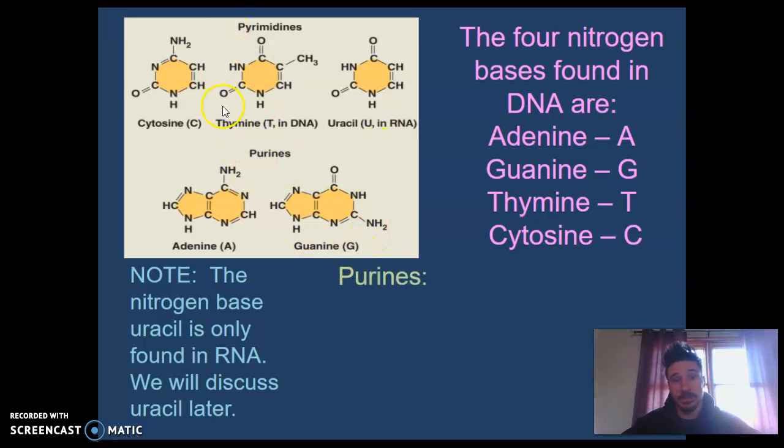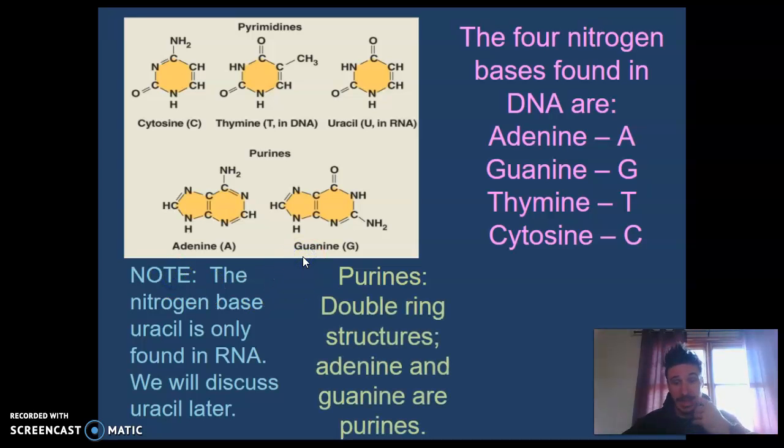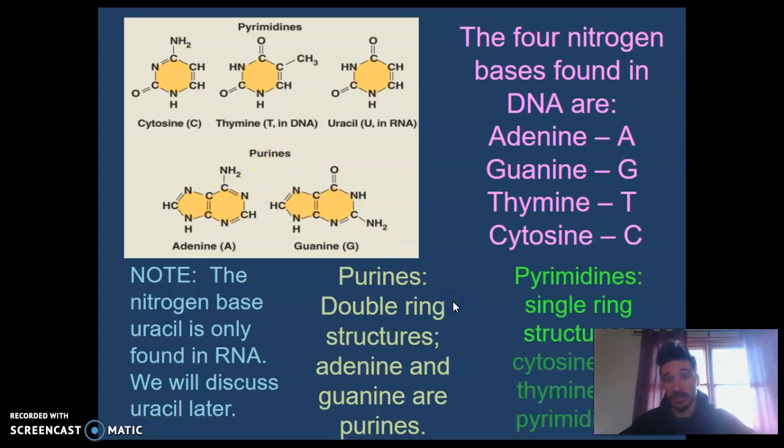So you can separate them into 2 categories as they're separated here. You have the purines and the pyrimidines. Purines are double ring structures. Adenine and guanine are the purines. Then you have the pyrimidines, which are single ring structures. Cytosine and thymine are pyrimidines.